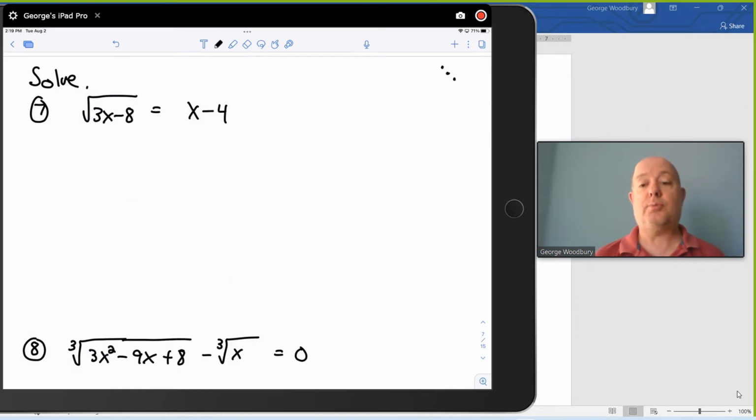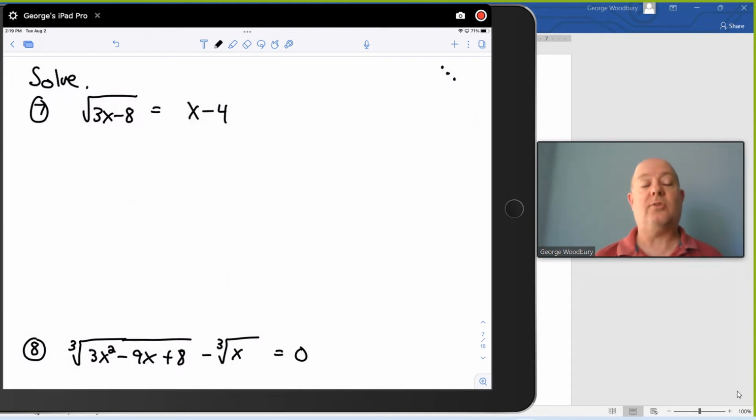Now what these two problems have in common is that I'm going to be able to do these in one step, where I'm going to raise both sides to a certain power to clear the radical, and I won't have to do that more than once. In the next video, we'll take a look at ones where you have to do that a second time.